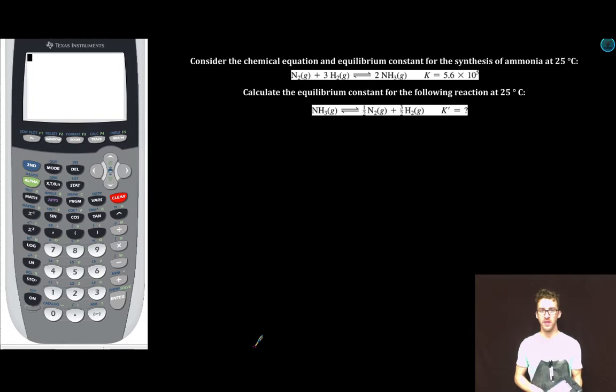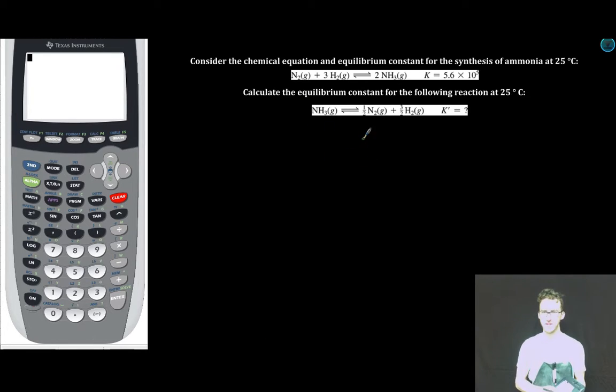Let's manipulate the equilibrium constant. Consider the chemical equation and equilibrium constant for the synthesis of ammonia at 25 degrees Celsius. Equilibrium constant 5.6 times 10 to the 5. Calculate the equilibrium constant for the following reaction at 25 degrees Celsius.